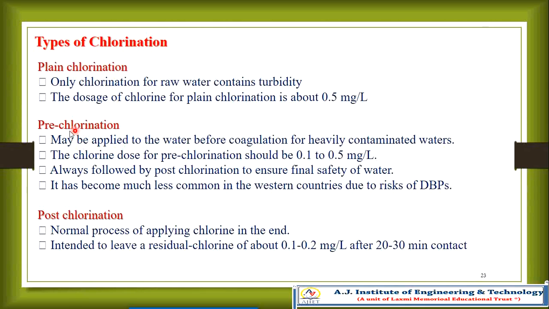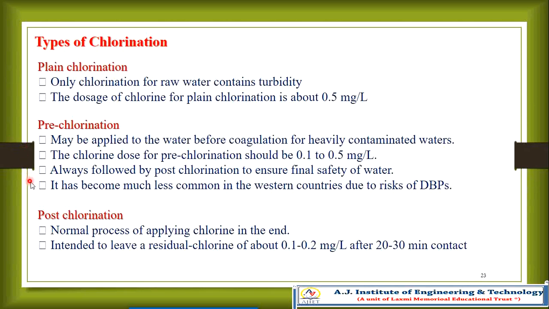Pre-chlorination may be applied to the water before coagulation for heavily contaminated water. The chlorine dose for pre-chlorination may be 0.1 to 0.5 milligram per liter. Post-chlorination is always applied to ensure the final safety of the water. Pre-chlorination has become much less common in Western countries due to the risk of DBPs.